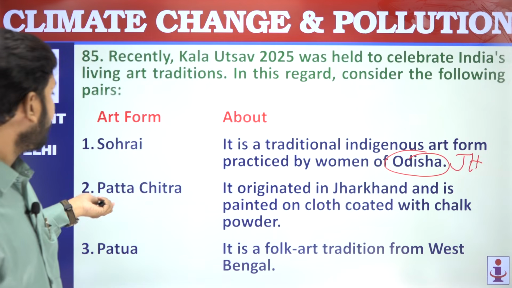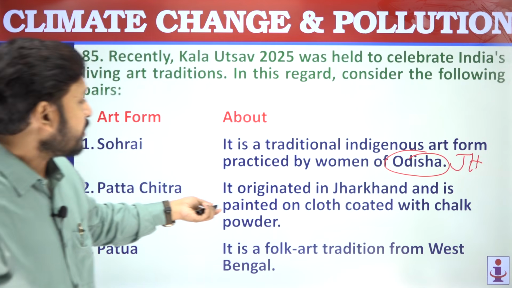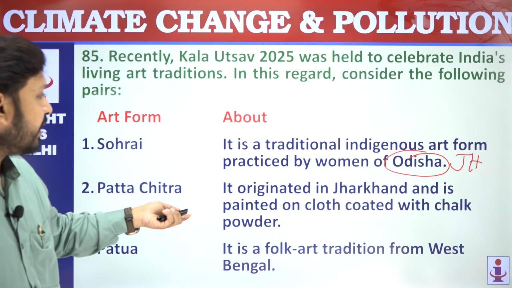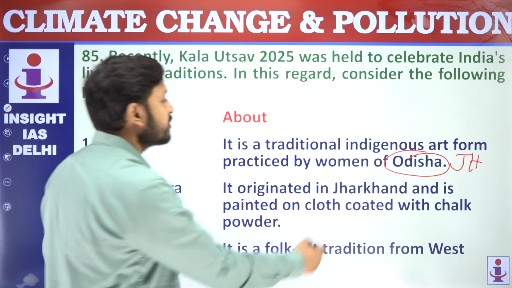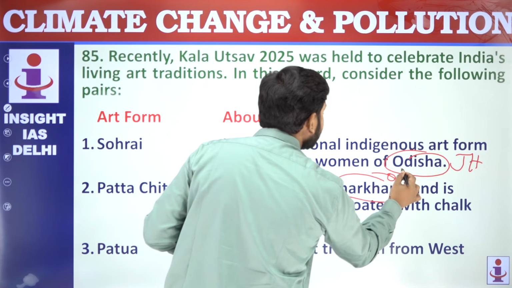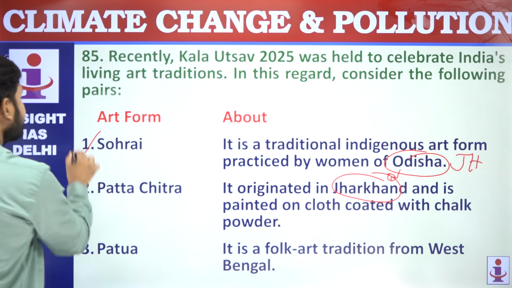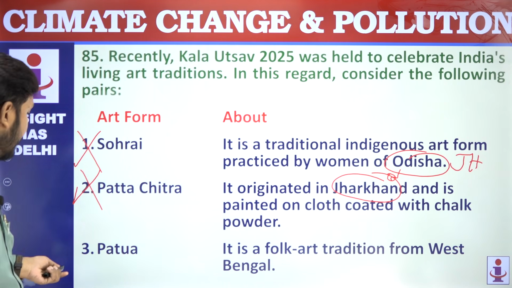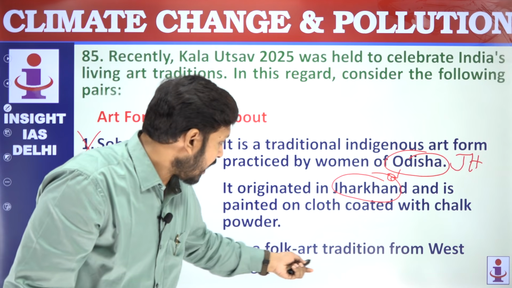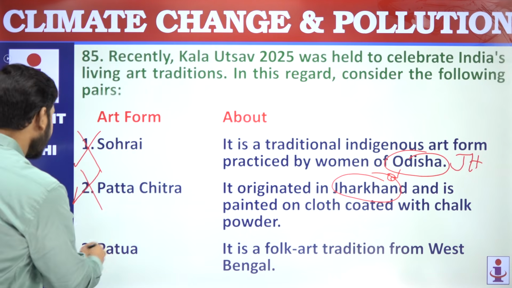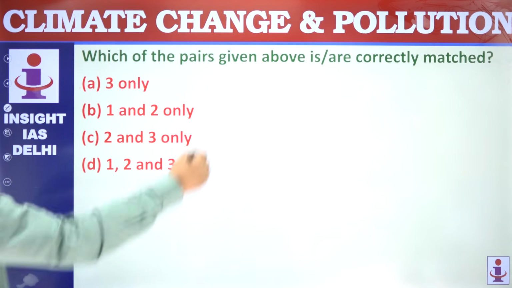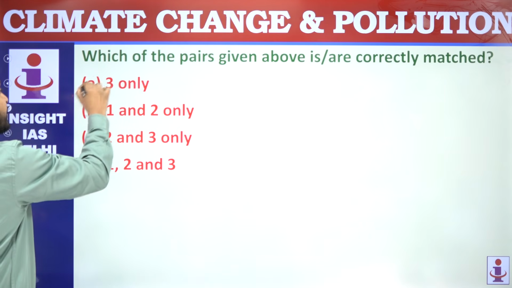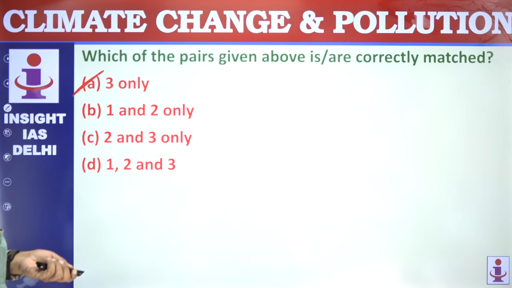Okay, and Patachitra, it originated in Jharkhand and it is painted on cloth coated with chalk powder. No, it is not in Jharkhand, it is in Odisha. So these two are exchanged, a kind of thing. So wrong. And Paitkar, it is a folk art tradition from West Bengal. Yes, this is the right option. So what they are asking, only 3 is the right option there, because they have asked about the correctly matched one. The third one is the only matched statement.